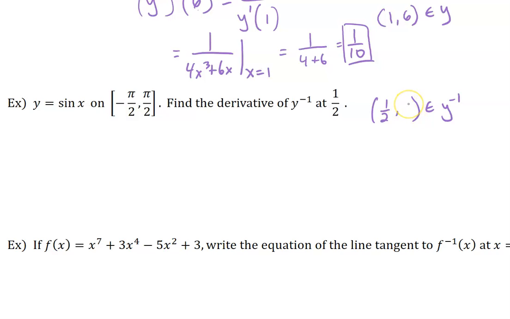So I don't know what that is yet, but I know it's going to be something. And then that corresponds to the point something, whatever goes in this spot is also in this spot, comma 1/2 being on the original function y.